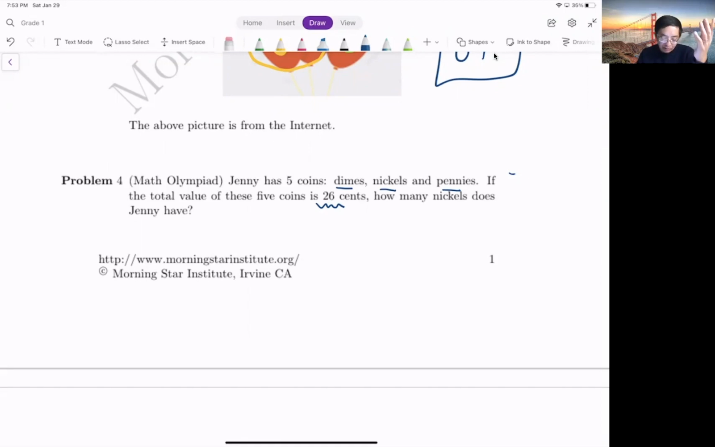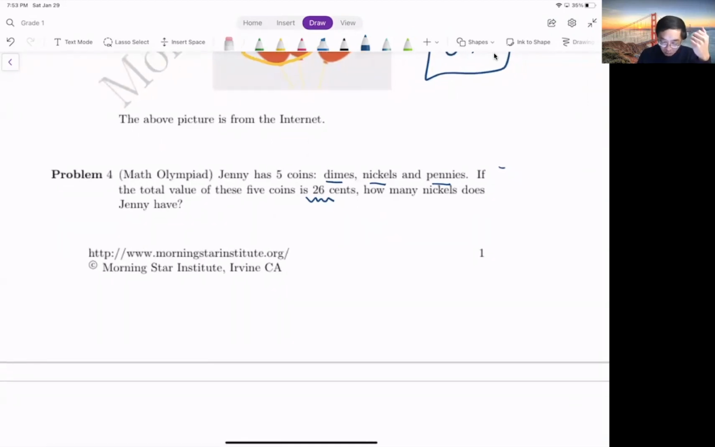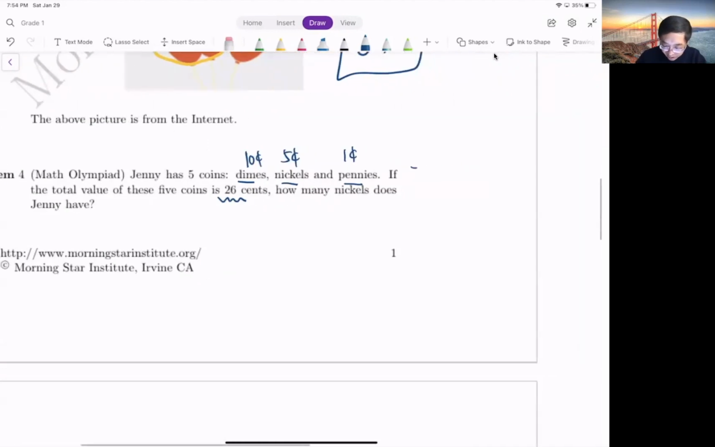Then you can try, for example, 1 dime, and a dime is 10 cents, right? A nickel is 5 cents. A penny is 1 cent. You can try different combinations. Okay, how about 2 dimes, 2 nickels, and 1 penny? Because remember, the total number of coins has to be 5. So this is 2 plus 2 plus 1, which is 5.